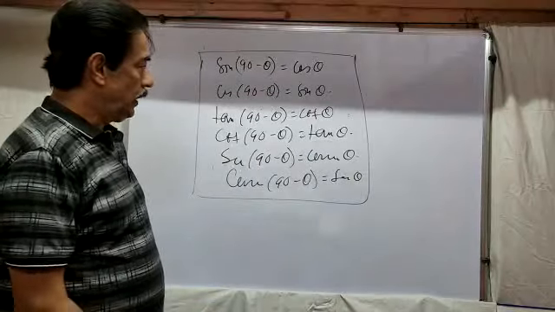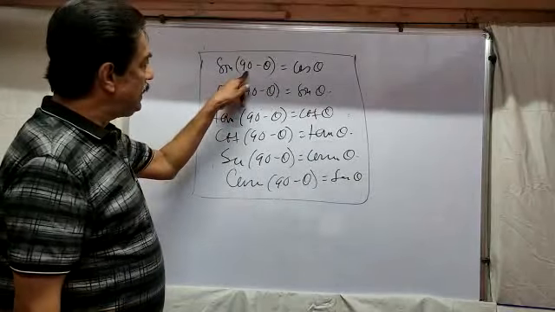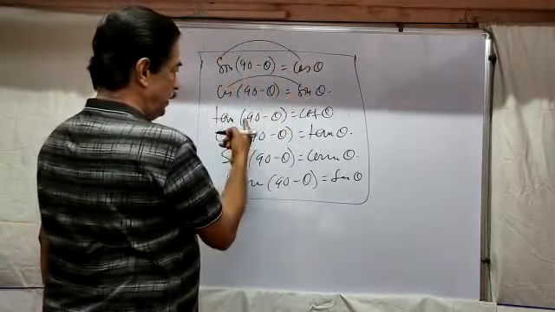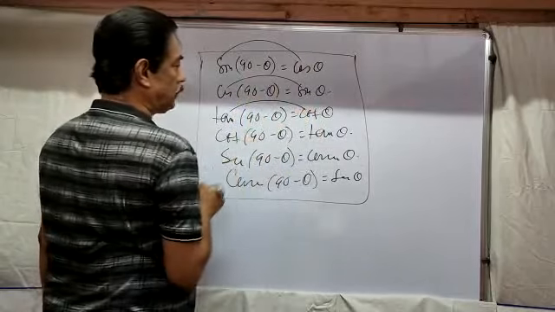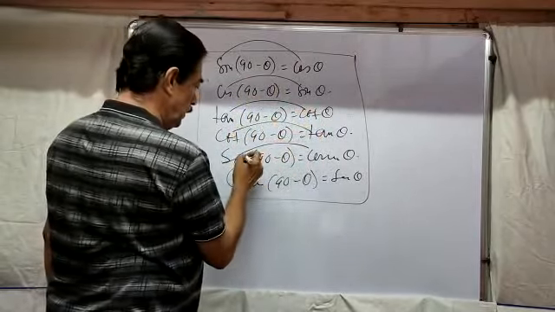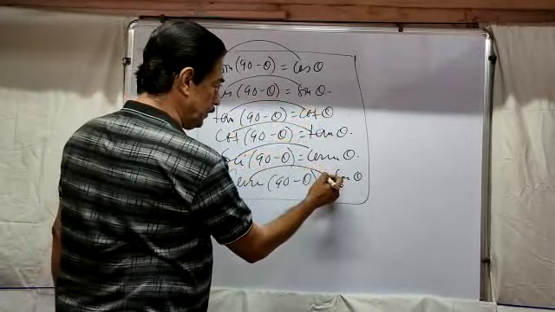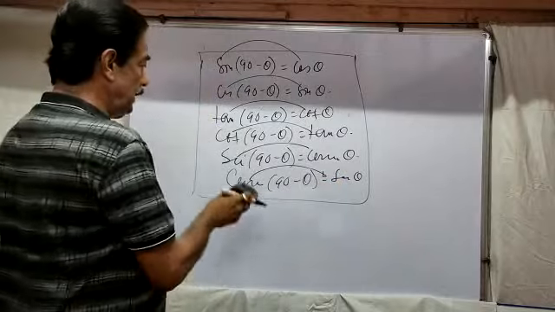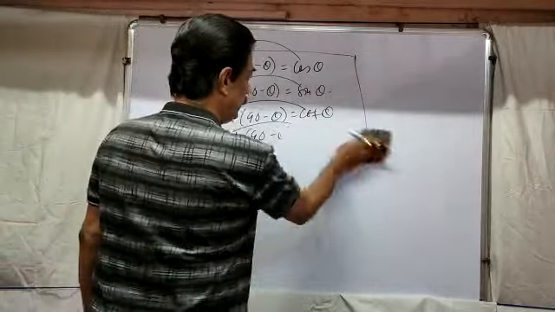In our examination questions, remember this elimination formula: 90 minus theta, sin transfers to cos, cos transfers to sin. 90 minus theta, tan transfers to cot, cot transfers to tan. 90 minus theta, sec transfers to cosec, and cosec transfers to sec. Now the last area: you have to remember the standard values.